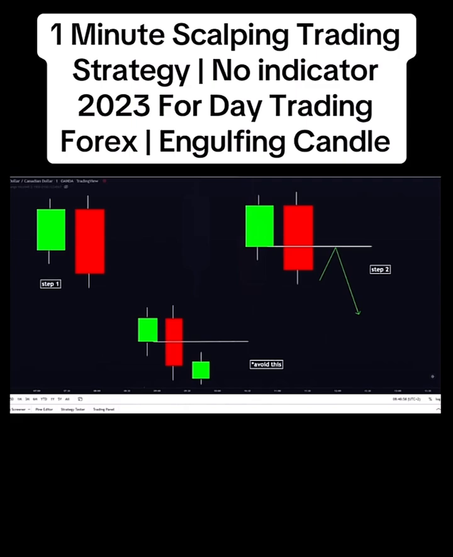Here is the bearish engulfing example. Step 1 is where you will identify the bearish engulfing candle. Step 2: draw a horizontal line on the previous candle's open. Then on the last one, if the market on the next candlestick doesn't touch the horizontal line, then it will make this setup fail.